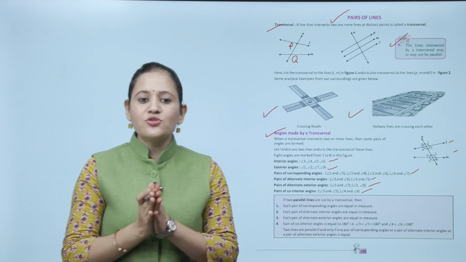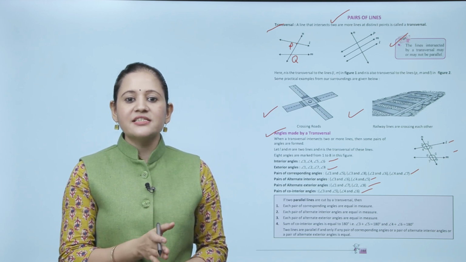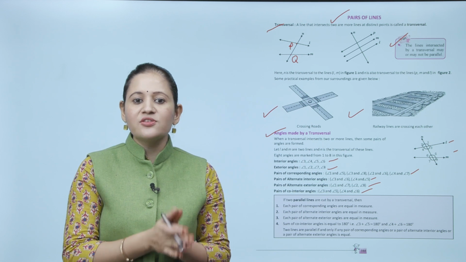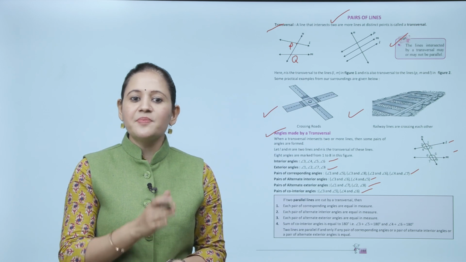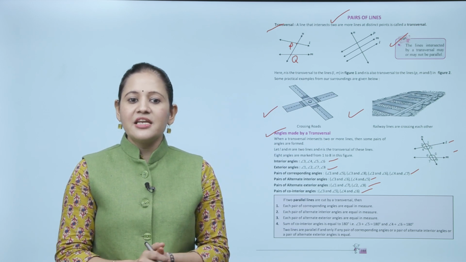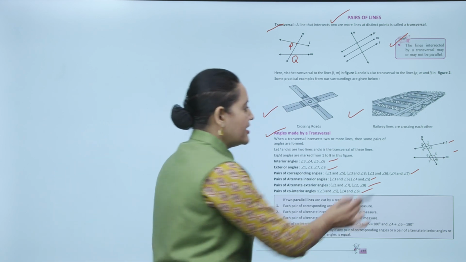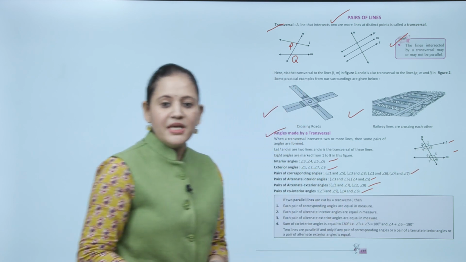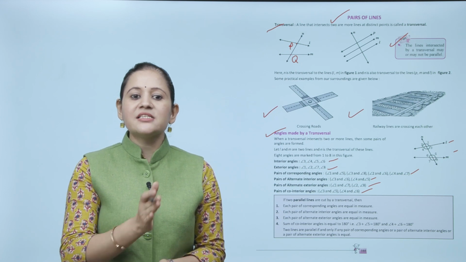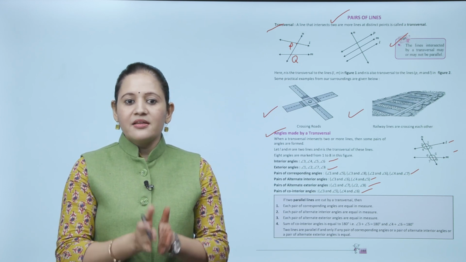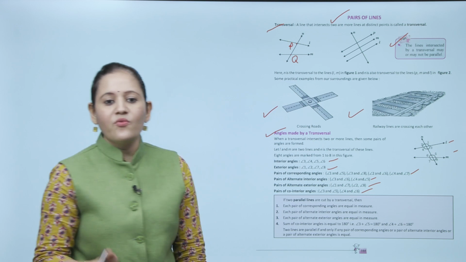Clear? If two parallel lines are cut by a transversal line, each pair of corresponding angles are equal in measure. All corresponding angles will be equal. Each pair of alternate interior angles are equal in measure. Each pair of alternate exterior angles are equal in measure. The sum of co-interior angles is equal to 180 degrees. Like here, the sum of angles 3 and 5 will be 180 degrees. Just like that, the sum of 4 and 6 will be 180 degrees because they are co-interior angles, on the same side of the transversal.